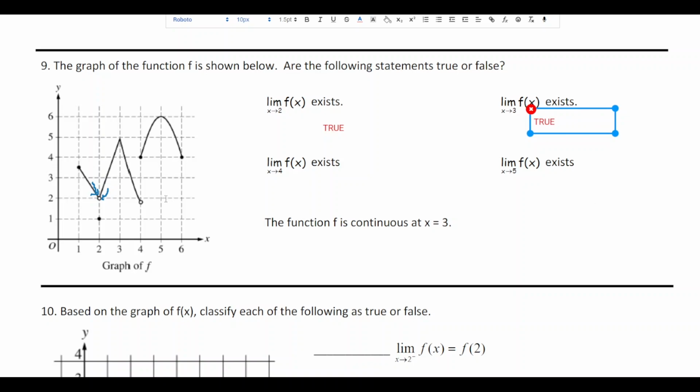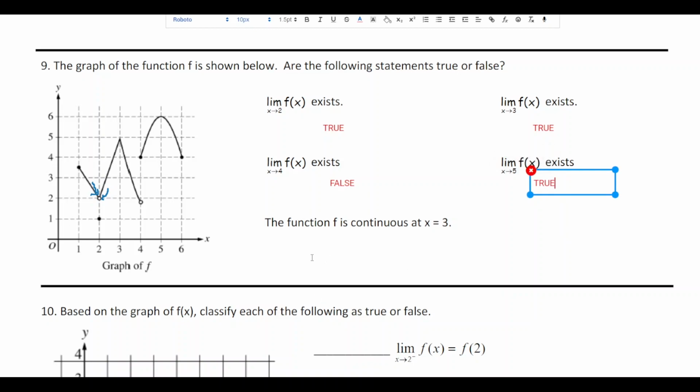The limit as x approaches 4. Now, that one does not exist, okay, because the left-hand limit here is going a little bit below 2. The right-hand limit is going towards 4. We have a jump here, a non-removable discontinuity. So, yeah, this is going to be false. The limit as x approaches 5 is going to exist. Yep, absolutely. It's continuous there, so no problem computing the limit.